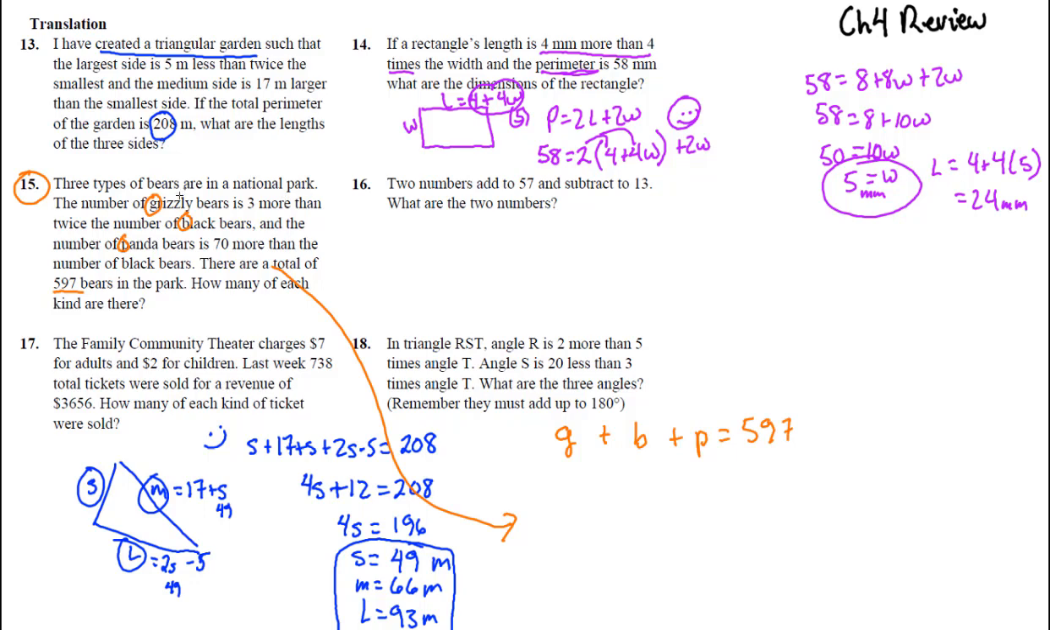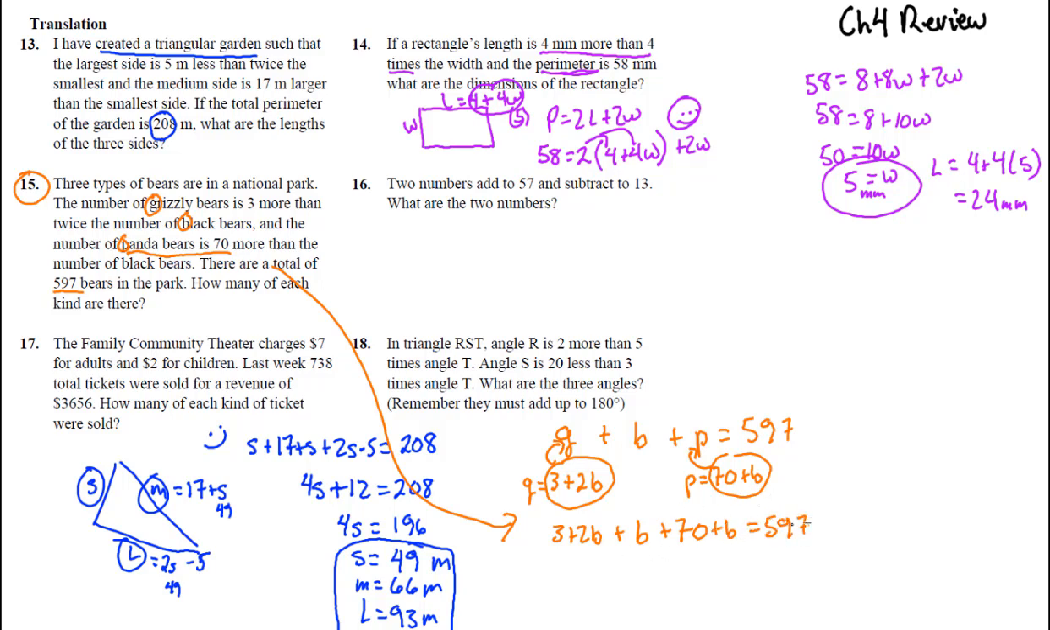Good. Now let's write out each one of them. The grizzly bear is 3 more than twice the number of black bears. So this 3 plus 2b is going to go right up in there for the G. And then the number of panda bears is 70 more than the number of black bears. So that's going to go right up there into the P. So we actually have 3 plus 2b plus the black bears plus the panda bears, which is 70 more than the black bears, equals 597.